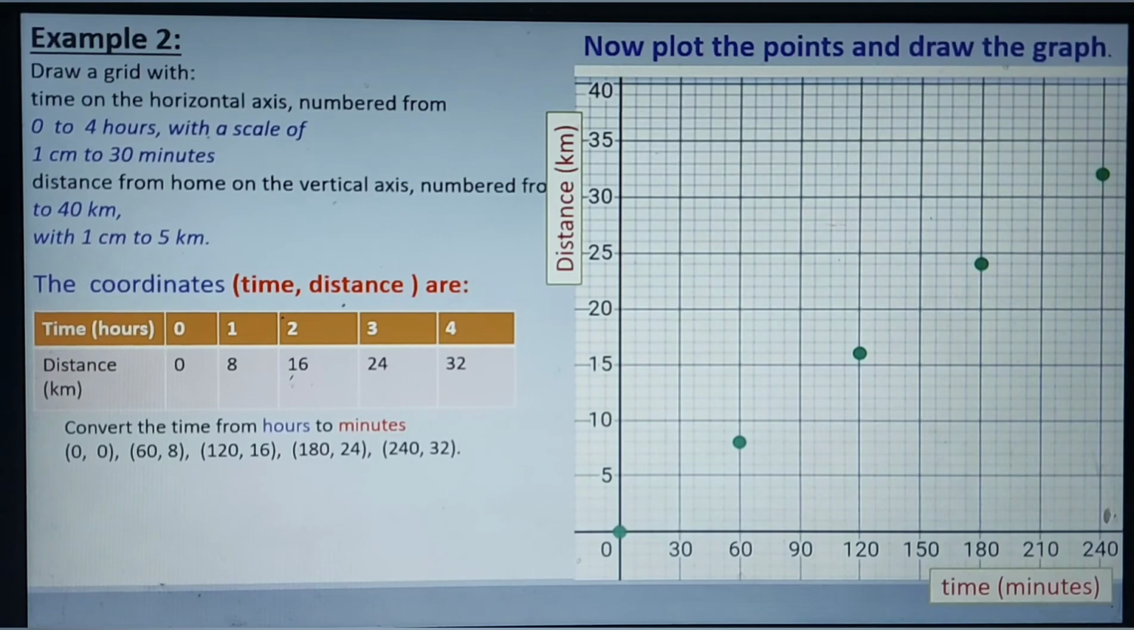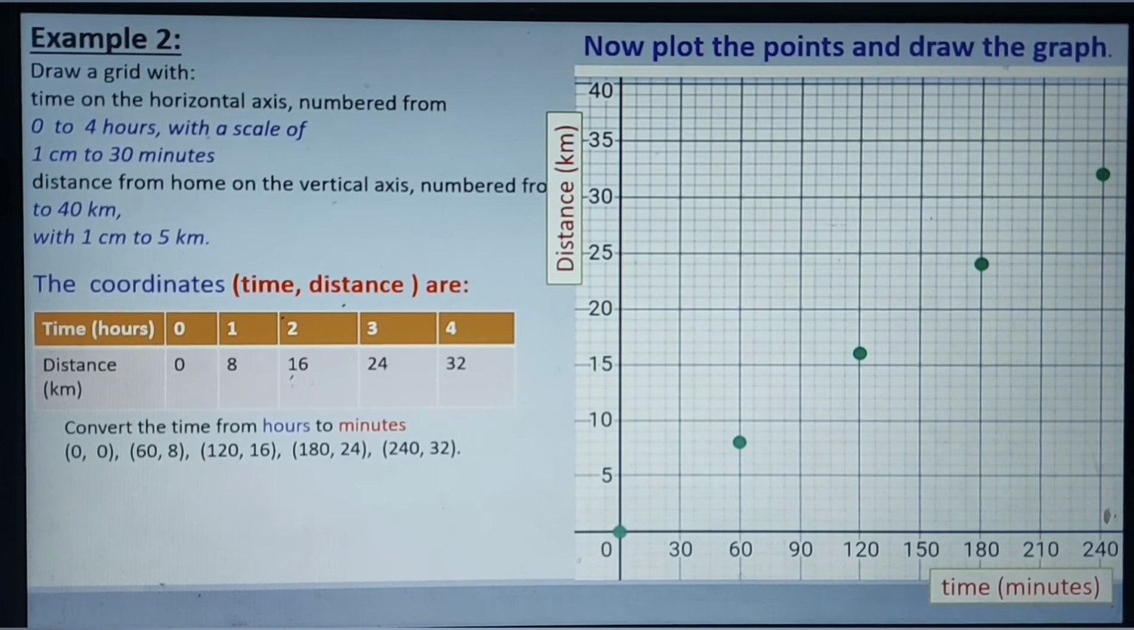Now, if you look at the horizontal axis, you see that we have time. But instead of having our time in hours, we have it in minutes, because the scale we are supposed to use is 1 centimeter to 30 minutes. So you change 4 hours to minutes. That's 4 times 60. You have 240 minutes. And you should also have the distance on the vertical axis from 0 to 40 kilometers with 1 centimeter to 5 kilometers. So the gap between each of them should be 5.